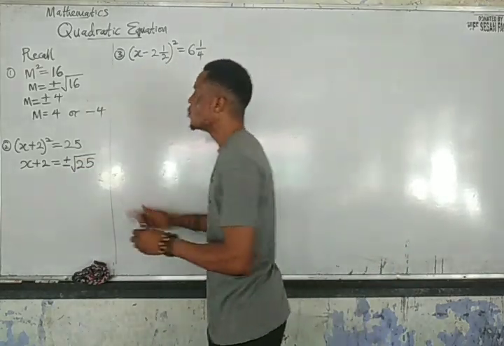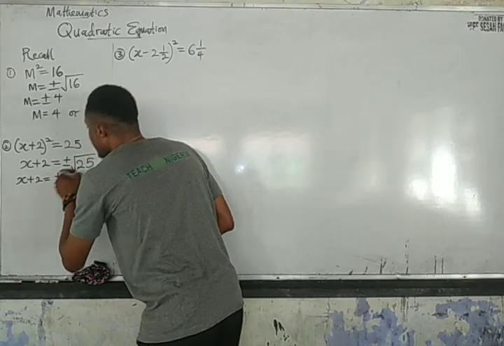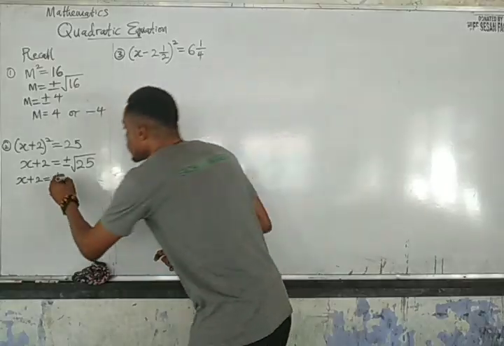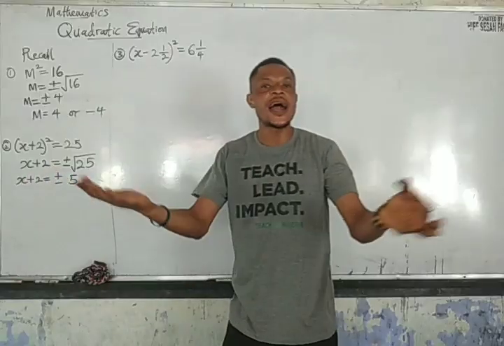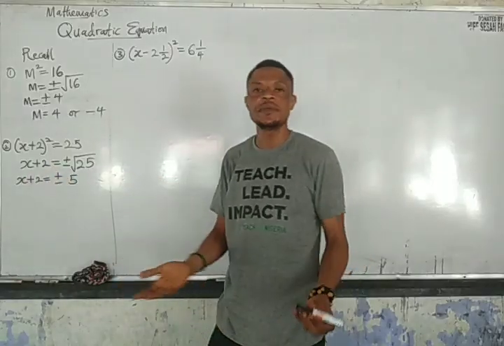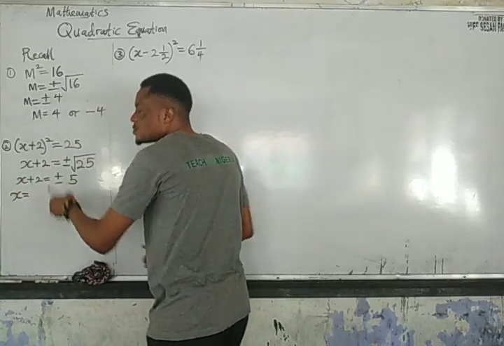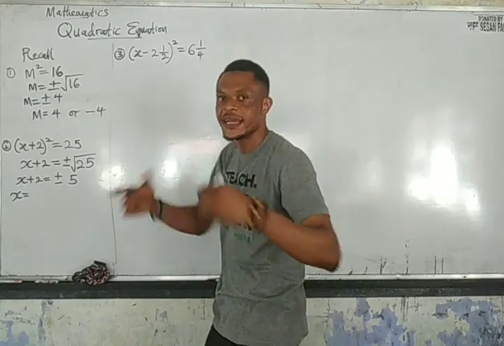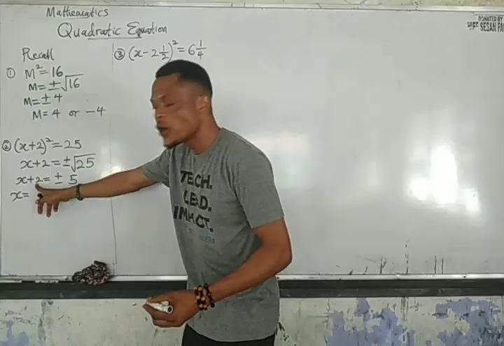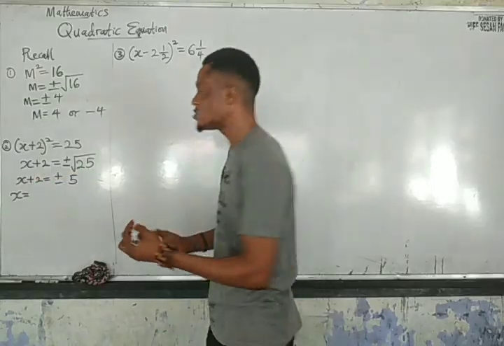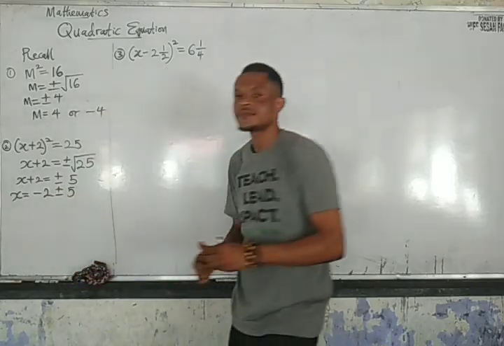So from here, we'll be having x plus 2 equal to plus or minus the square root of 25, which is 5. So we have 5 here. But the intention is to find what our x will give us. So making x the subject of the formula, we'll be having x equal to, the 2 will travel to this place, and each time a number travels over the equal sign, it changes the sign. So we have a plus 2 here, coming down here will become minus 2. So we have minus 2 plus or minus 5.